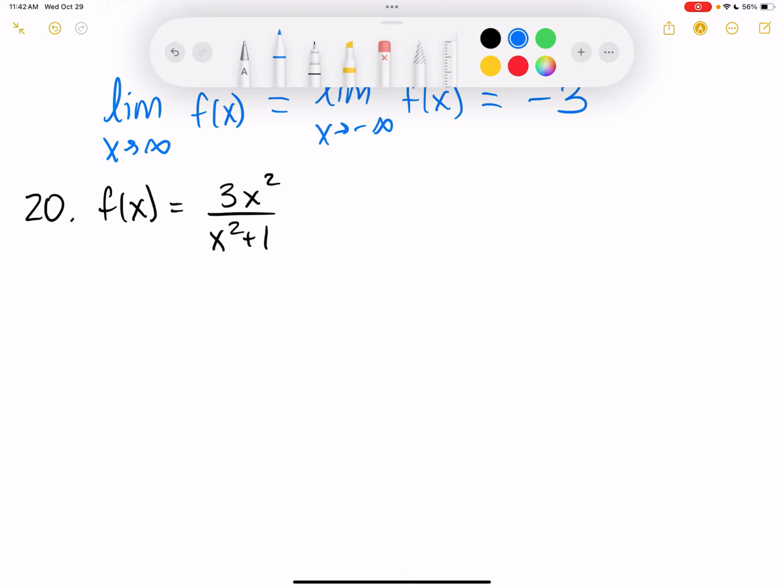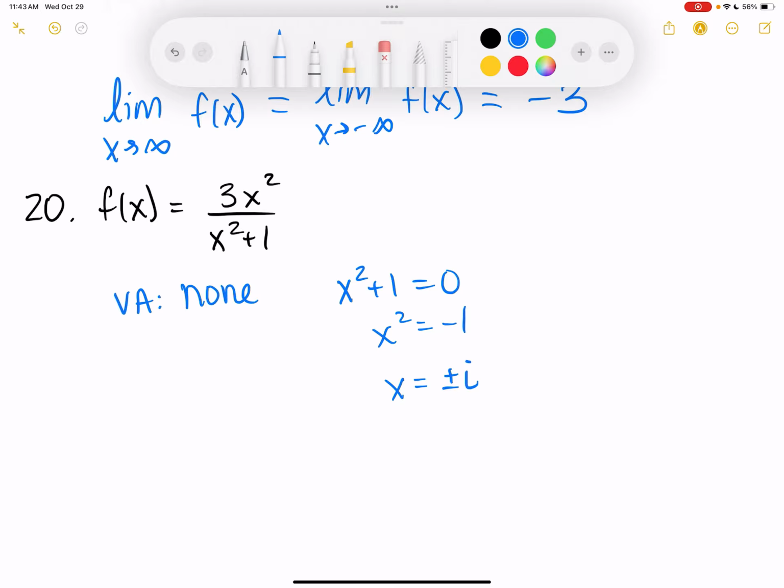All right, so how do I find my vertical asymptote? Set the denominator equal to 0, so x squared plus 1 equals 0. So x squared equals negative 1, so x equals plus or minus i, which means there's not a vertical asymptote. So there are no vertical asymptote limits.